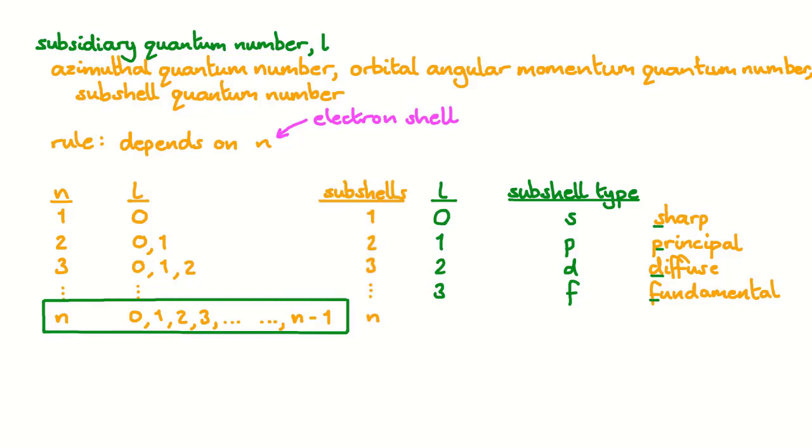We can see from the pattern that the number of types of subshell in an electron shell is equal to n. The first electron shell has one type of subshell, the S shell, and the third electron shell has 3 types of subshell, an S, a P, and a D. We'll look in detail at the nature of these subshells when we get to the magnetic quantum number.